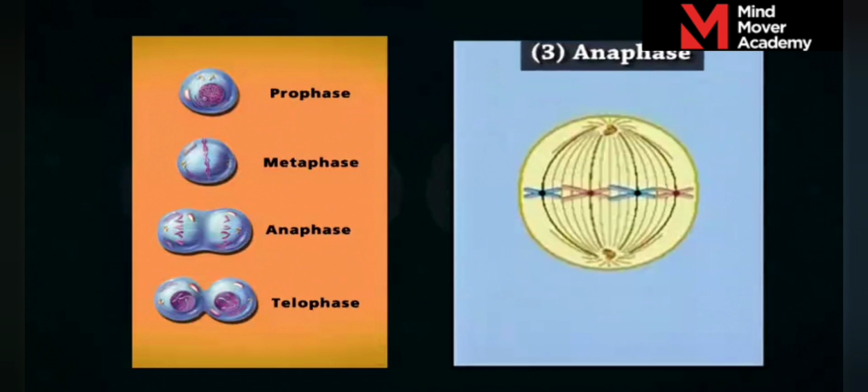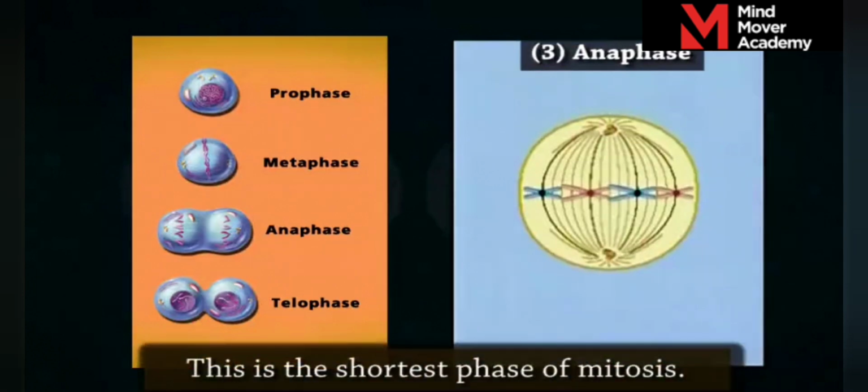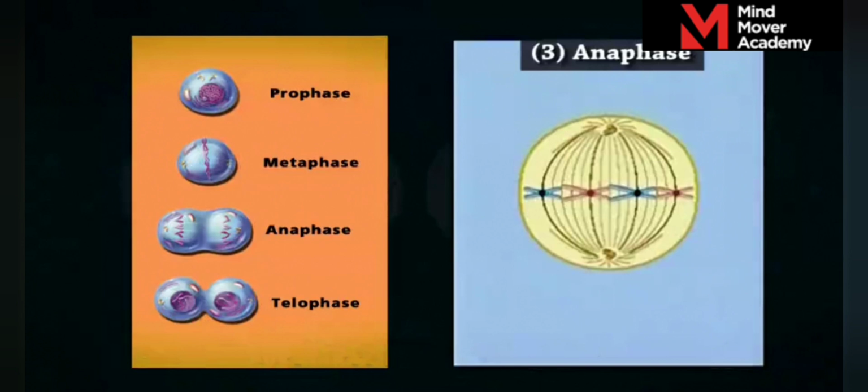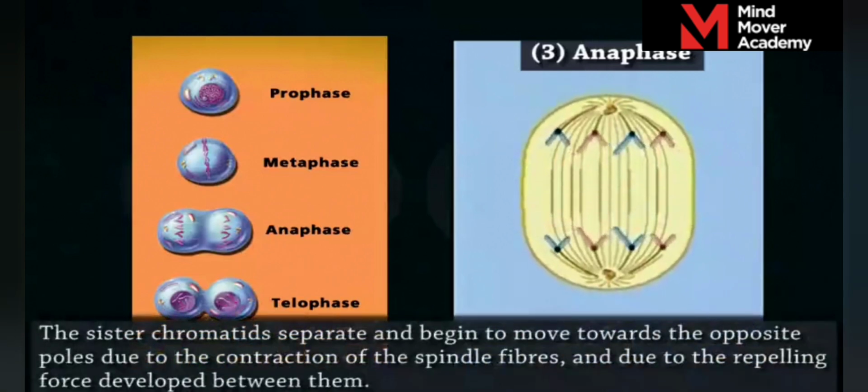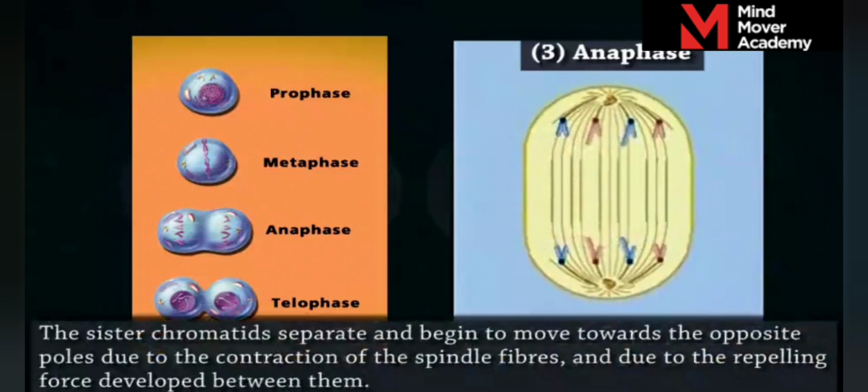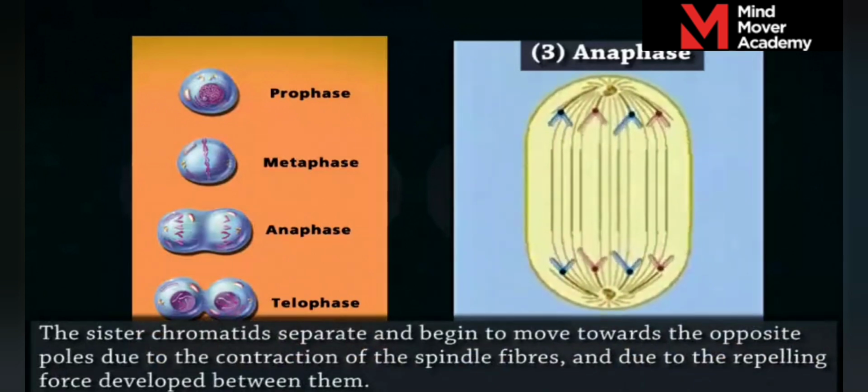Another phase is anaphase. This is the shortest phase of mitosis. The centromere of each chromosome divides into two halves, sister chromatids, so that each chromatid has its own centromere. The sister chromatids separate and begin to move towards the opposite poles due to the contraction of the spindle fibers and due to the repelling force developed between them.